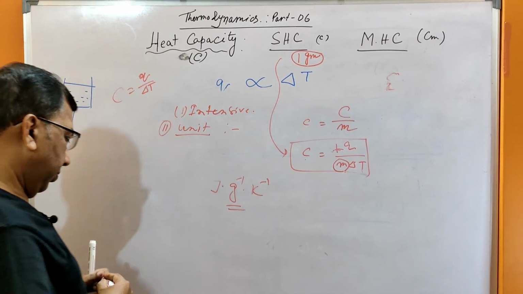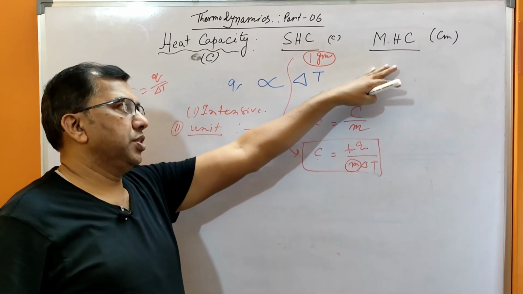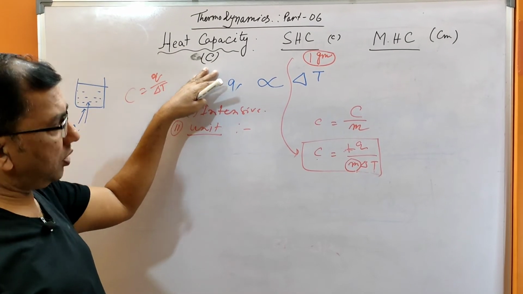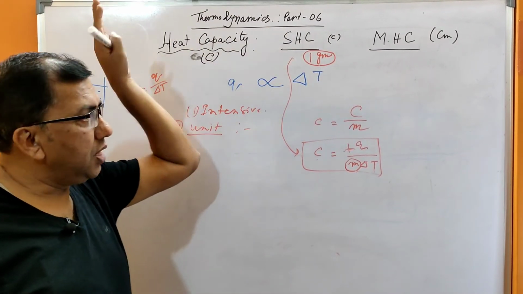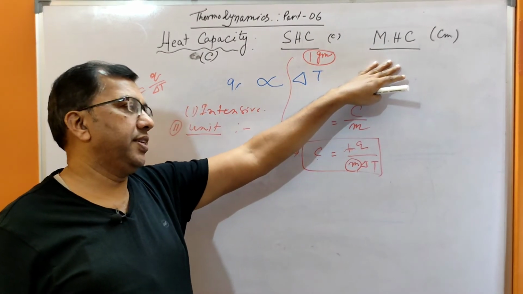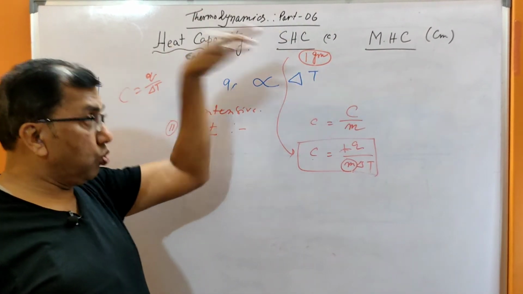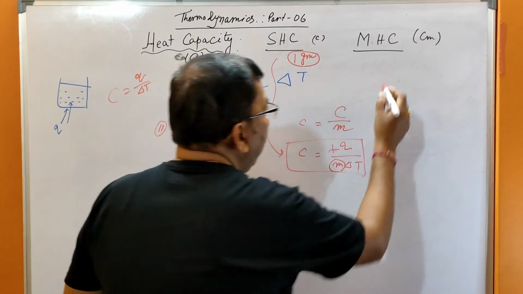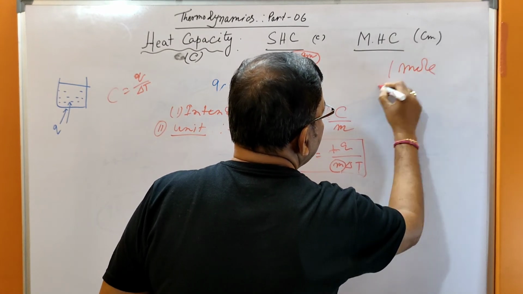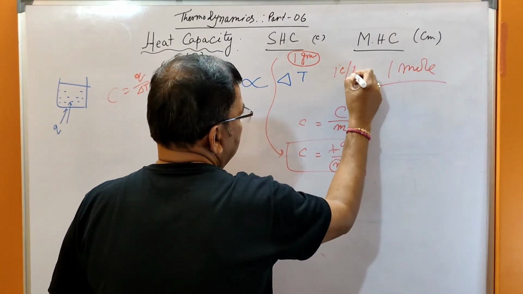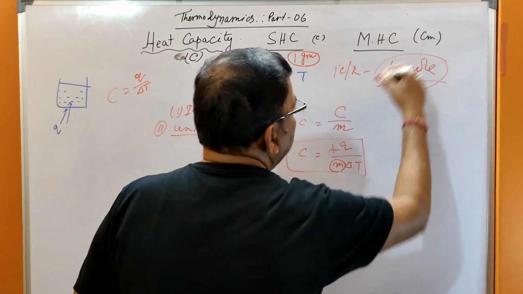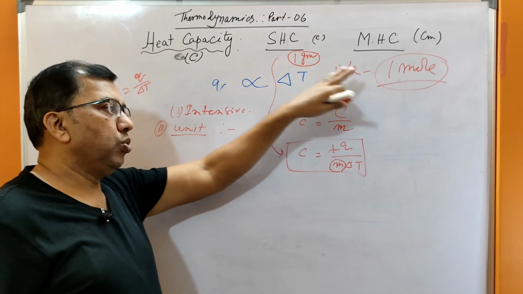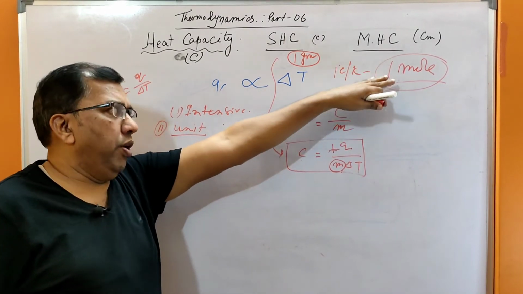Next, molar heat capacity. The same definition out here. There it was per gram; here it is the heat to raise the temperature by 1 degree centigrade or Kelvin of 1 mole of any gas. Definitions are the same. It is not 1 gram, it is 1 mole of any gas.